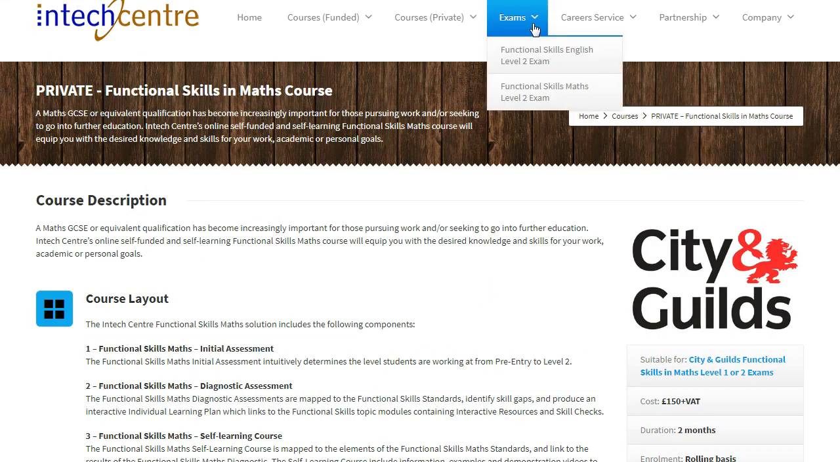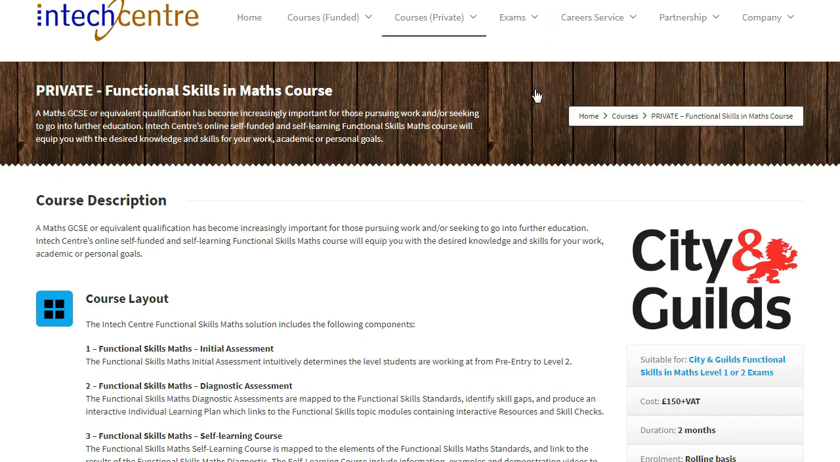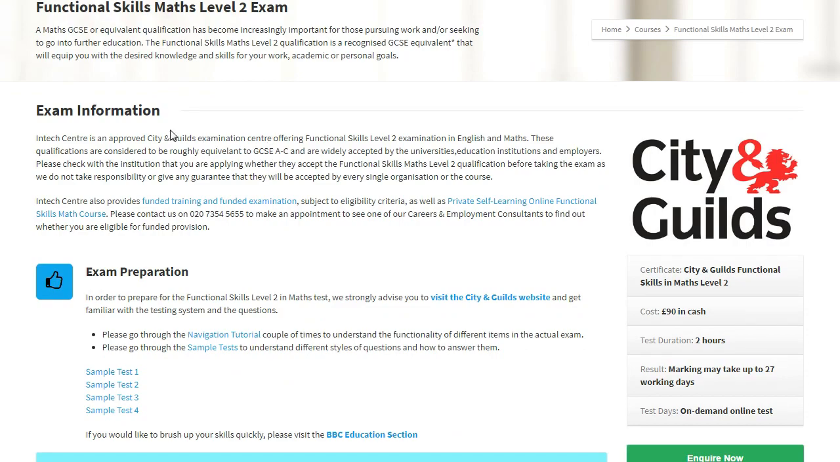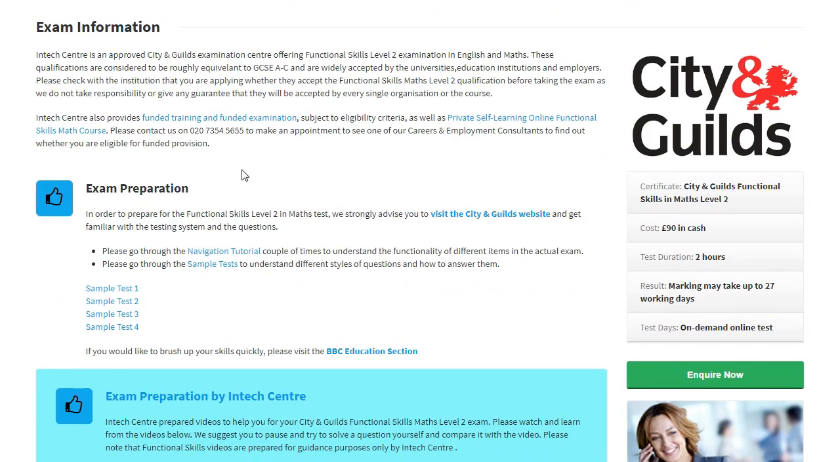If we scroll back up and we go on to exams, and then you click on Functional Skills Maths Level 2 exam, you will find on this page exam information. Further down you'll find exam preparation information about this. On this page you'll also find a navigation tutorial that will allow you to understand the functionality of the different tools that you will encounter in the actual exam.